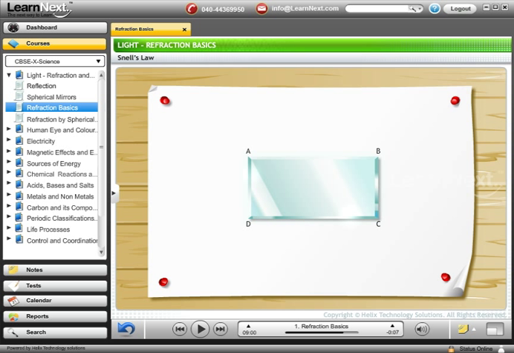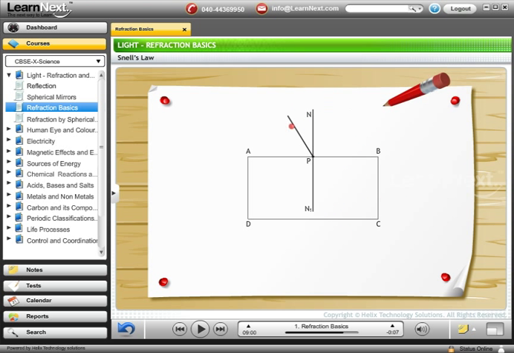For this experiment, we put a glass slab ABCD on a white paper and fix this paper on a wooden board. Next, we mark the boundary of the glass slab with a sharp pencil and then remove the slab. Then we mark a point P on side AB and draw a normal NP-N1.